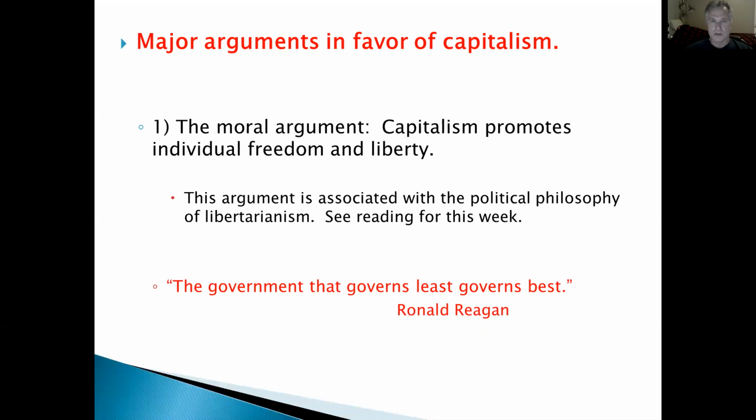This quote is a good example of the philosophy of libertarianism, summed up in one brief sentence: the government that governs least governs best. And this was a statement that was made by Ronald Reagan, who was president in the early 1980s in the United States. And he was a strong advocate of capitalism and free markets.